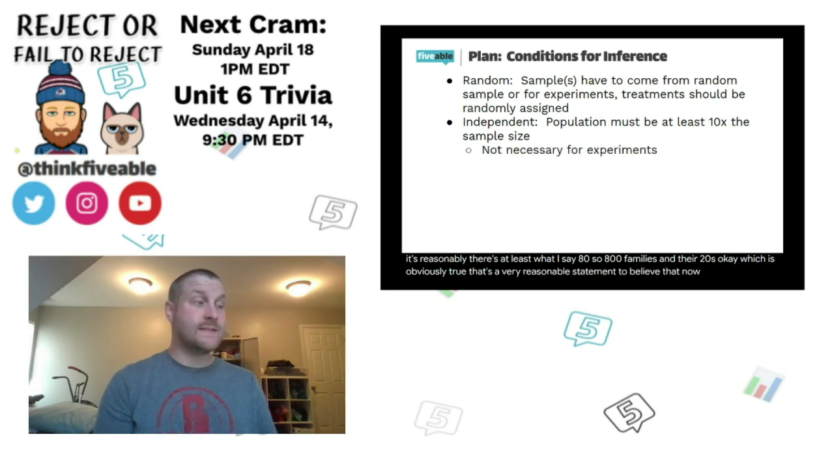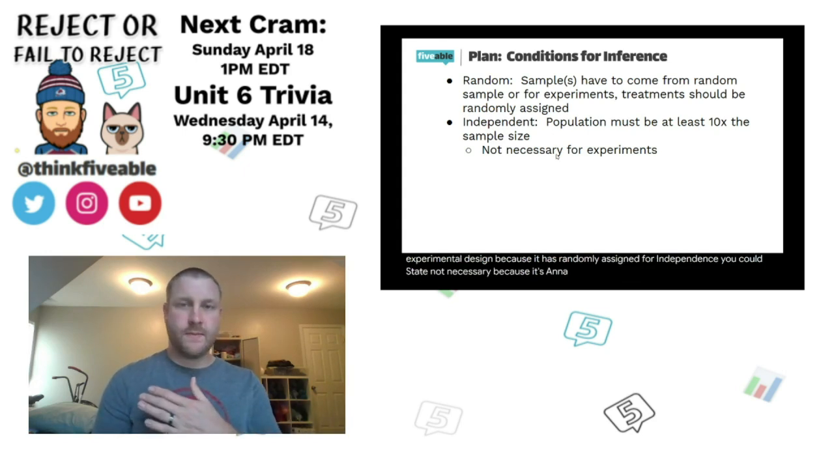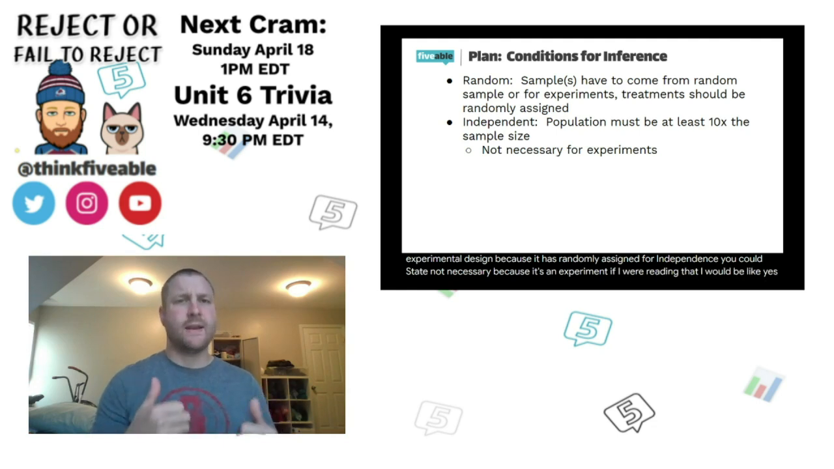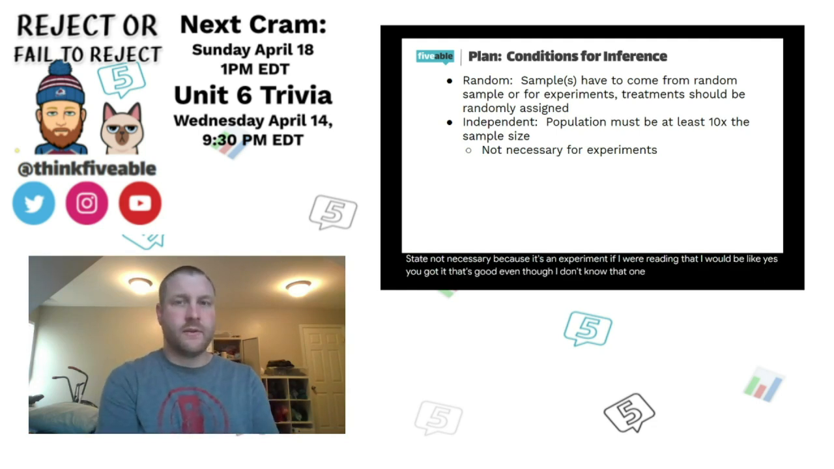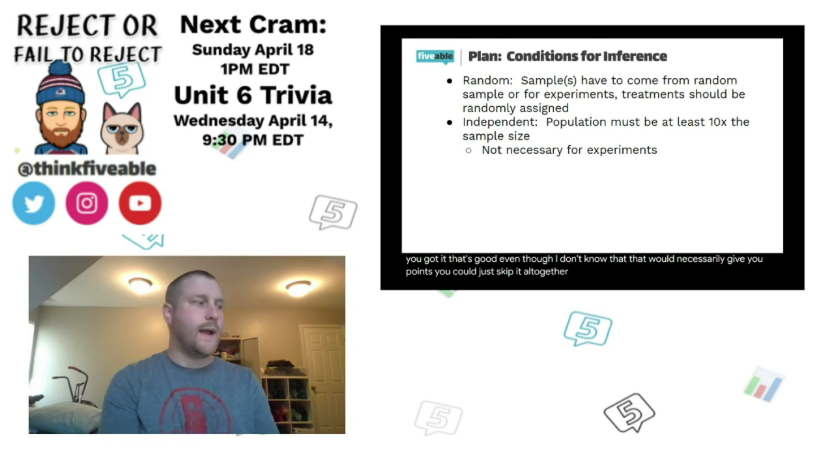Now, independence is not necessary for experiments. So if you are looking at a problem that is a very clear experimental design because it has random assignment, for independence you could state not necessary because it's an experiment. If I were reading that, I would be like, yes, you got it, that's good. Even though I don't know that would necessarily give you points, you could just skip it altogether. I like putting random, independent, normal always, anyways, and then for independence, if it is an experiment, just make a note that not necessary because it's an experiment. That way you keep that same structure of random, independent, normal.